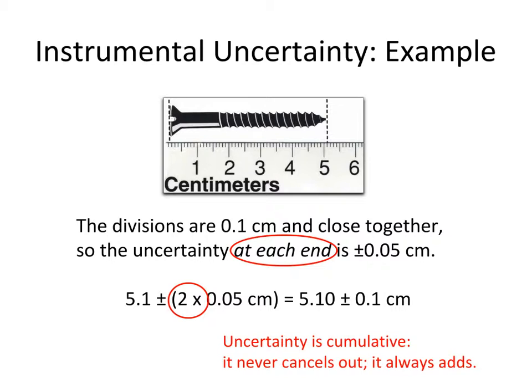And the more measurements we make, the greater the uncertainty becomes. So we say that the uncertainty is cumulative. It just keeps adding up. If in our experiment we were able to make fewer measurements, then it would be better because we'll have a smaller uncertainty.